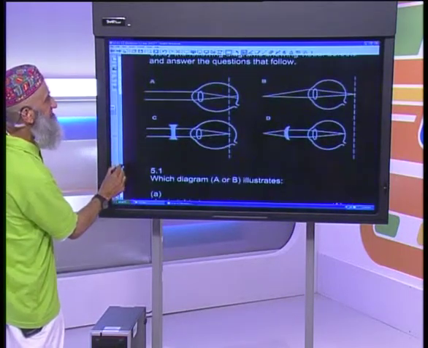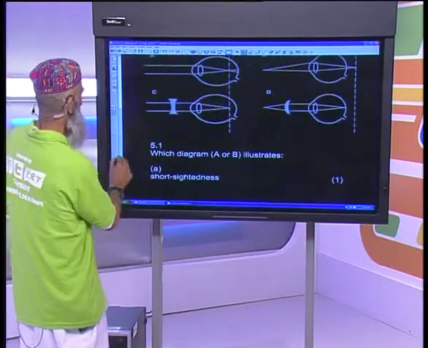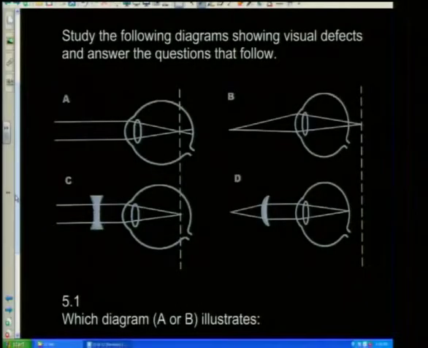This question says, give a diagram there. They say, which diagram, A or B, illustrates short-sightedness? Now let's look at the diagram. There's the retina. The image is falling here. There's the retina in this one here. The image is falling there.